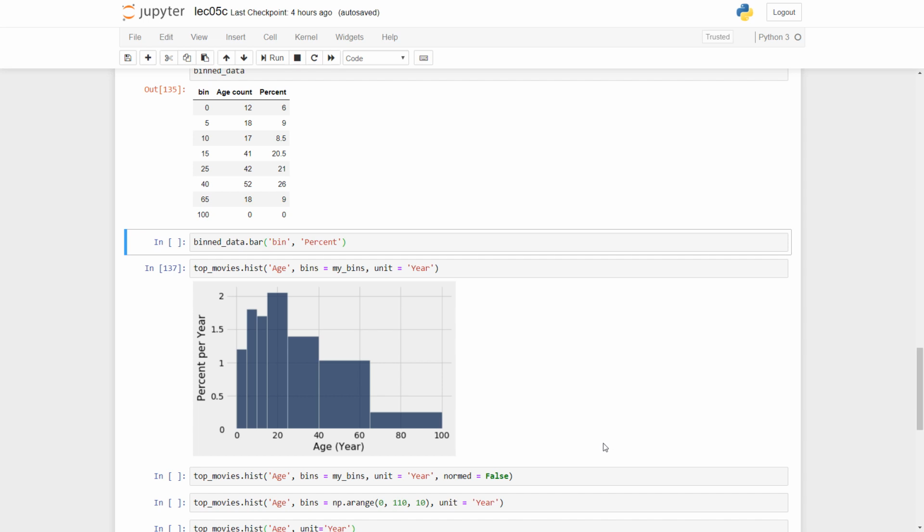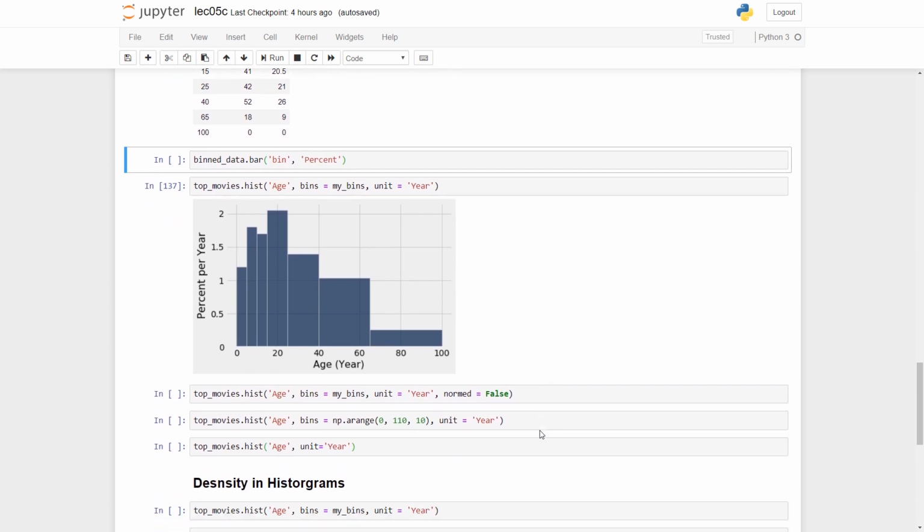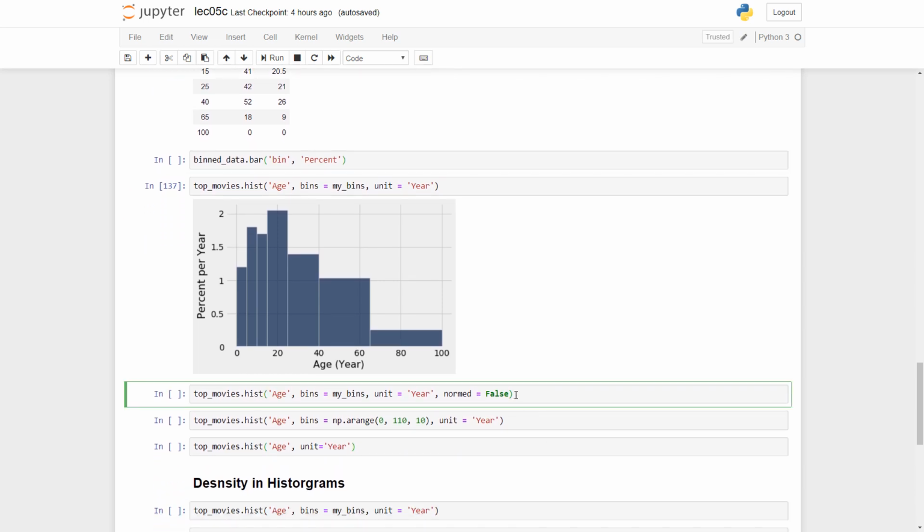Okay, now let's get into more details. Before that, let me show you what happens if we changed one of the arguments in the histogram. So now, did you understand why we put unit equal year here? Because that's what we want to see here on the x-axis and the y-axis. Okay. Now, if we added one more argument called normed, which is the short version of normalized. Okay, so normalized equal false. And let's see what will happen, and that will give us an idea of the meaning of that argument.